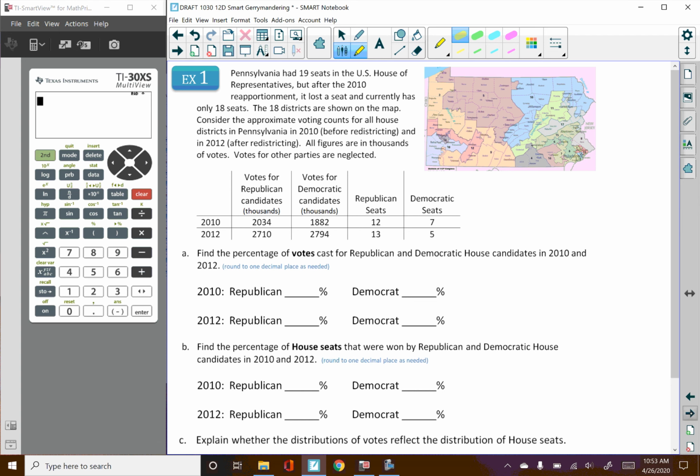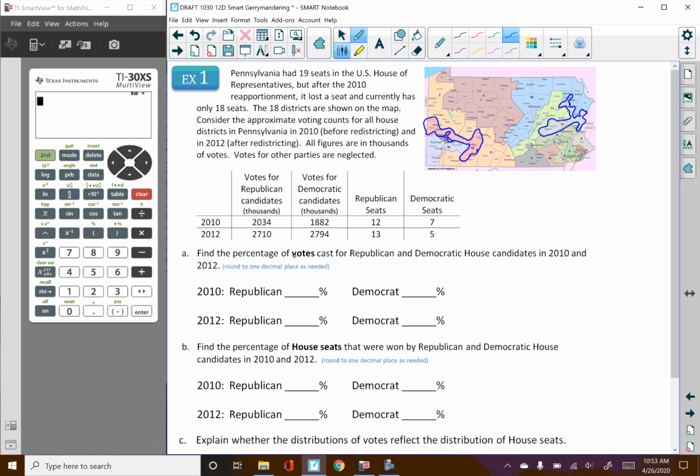So you can see there's some pretty ridiculous boundaries. District 12 is one that kind of stands out to me. Whoops, 14 kind of goes quite a bit into it. Another one that looks pretty crazy is 17. So these districts have been drawn by somebody for political advantage. Anyway, we've got some data on how the voting went in 2010 and in 2012, which was after the redistricting, and we're going to calculate some percentages.